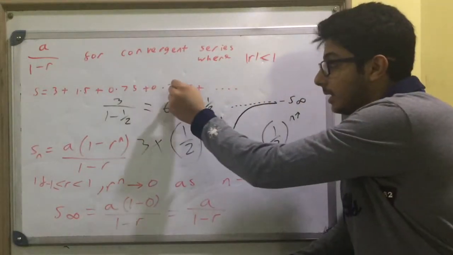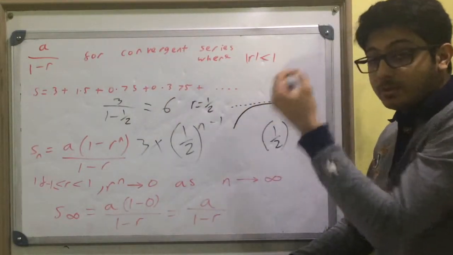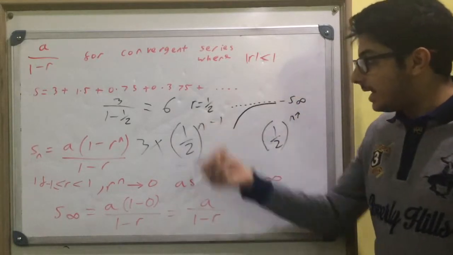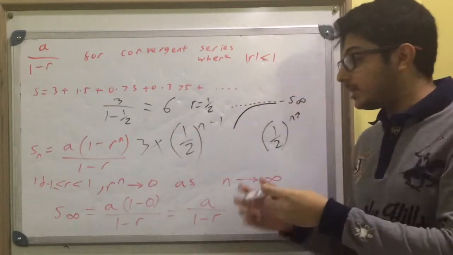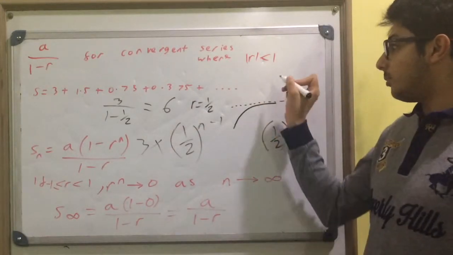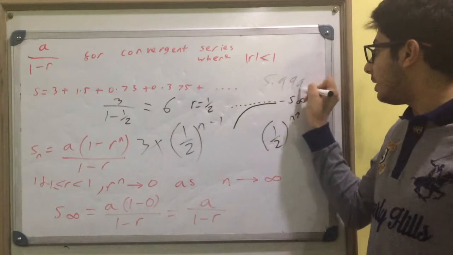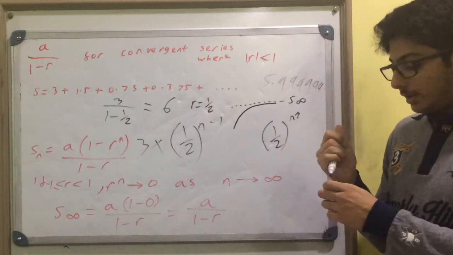As you add more and more terms, so as you add less and less, it's going to converge to 6. Never reaches it, but gets closer to it. So you're going to end up with like 5.999999999 something.